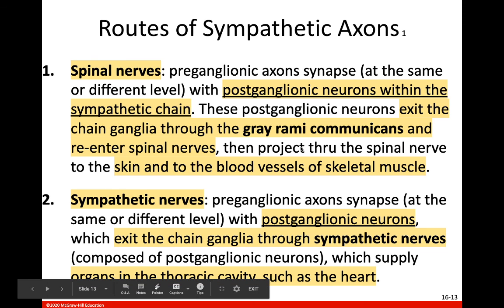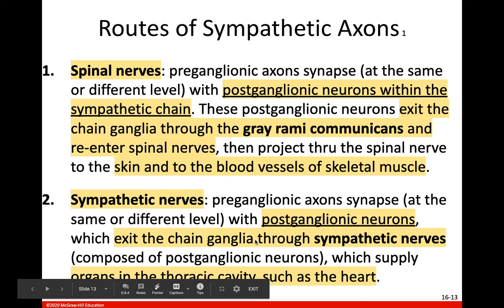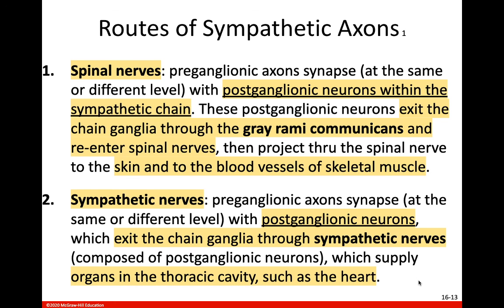Okay, so in both of these, we have the preganglionic synapsing with the postganglionic in the chain ganglia. The difference is, how does that postganglionic leave? And what is it innervating? So with the spinal nerve, the postganglionic leaves through a spinal nerve and innervates the skin and blood vessels. With the sympathetic, the postganglionic leaves through a sympathetic nerve and innervates the heart and lungs and the thoracic cavity.